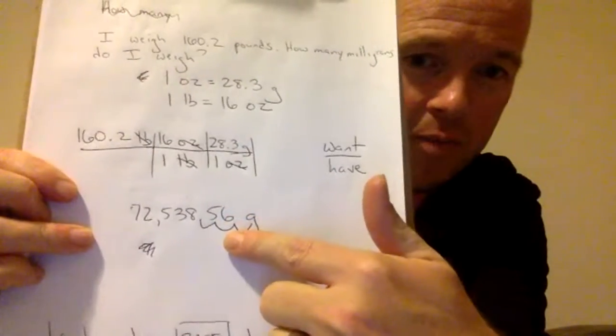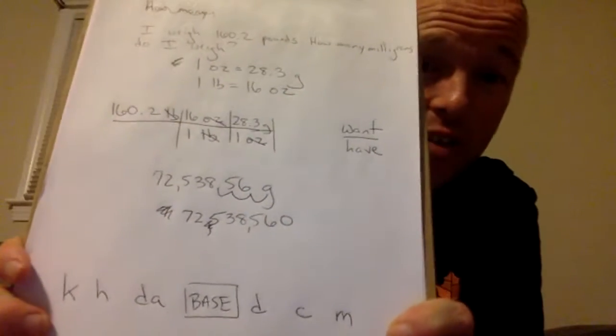So if we do that math, we would see that we would move that decimal point 3 places. Put that right there, and I would end up with 72,538,560 milligrams. That makes me feel fat. I'm gonna go cry now.